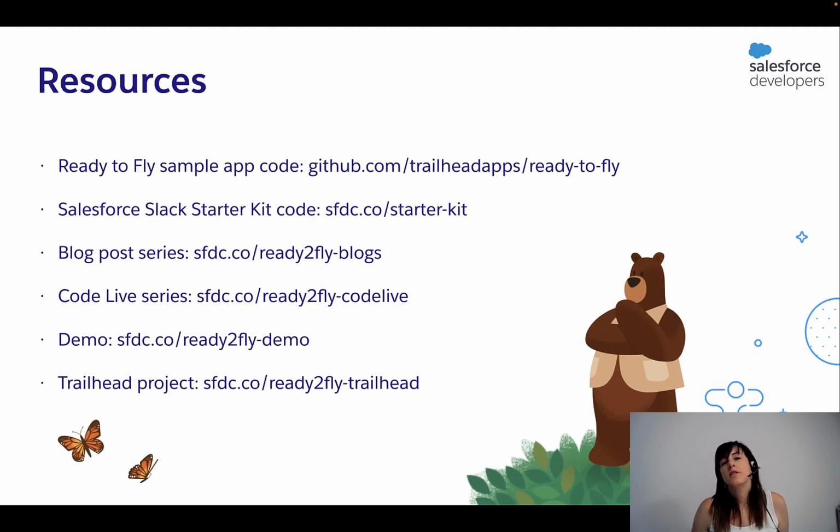Finally, I want to share some resources. First, you have the GitHub repo for our Ready to Fly app and the starter kit code. There is a blog post series in which we explain in depth everything about this app, and also some parts of the app were live coded by my colleagues Mo and Kevin. So if you like live coding, you can watch this series. Also, there is a demo of the app, the demo that I did at the beginning. You can take a look at that. It's uploaded to YouTube. And there is a Trailhead project that guides you through the setup of the sample app.